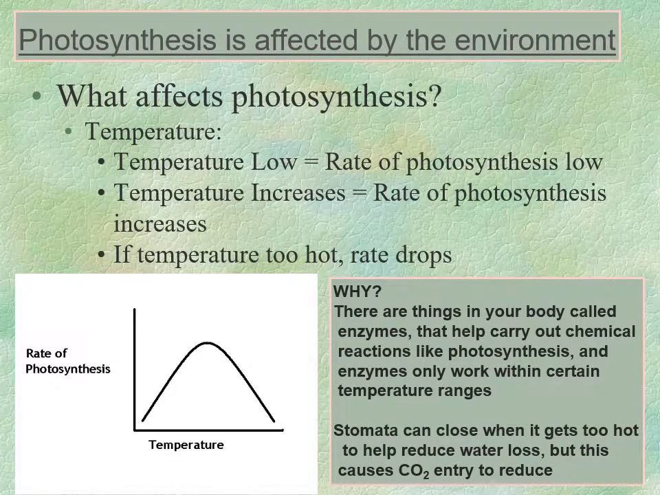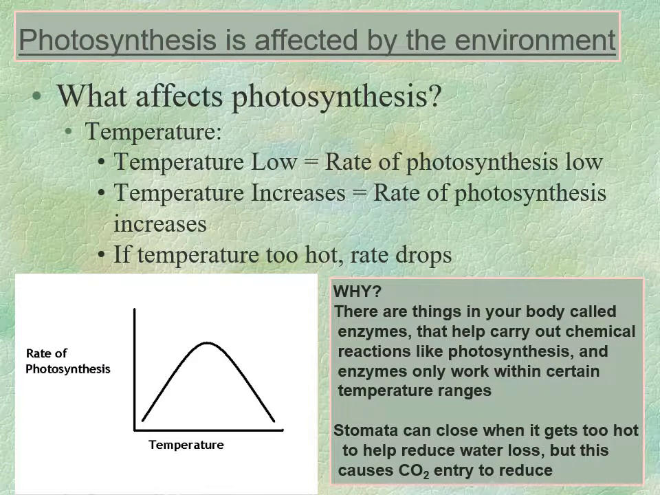So what affects photosynthesis? Temperature. Temperature is a big one. If the temperature is low, the rate of photosynthesis will be low. But if the temperature is too hot, the rate will drop as well. Why? Enzymes. Remember how we talked about how we create proteins? Well, enzymes are made of proteins. And if our enzymes are too hot, or if the proteins are too hot, they can't do their job. They start to break down. And that's what ends up happening.